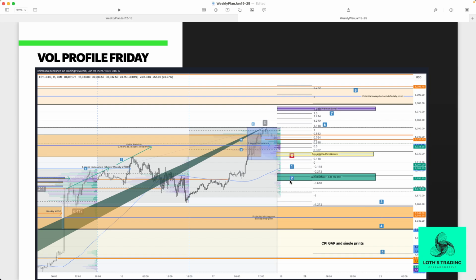It's very unlikely for it to break down all the way to that CPI gap right away, but it's not impossible. So 3 would be a minus 1.272 fib, but that is also about where we have the last residual imbalance from that gap up day on Wednesday. You can see we had the big W, and then that bottom was tested a couple of times. It was tested twice on that day, then tested at the end of the day on Thursday.